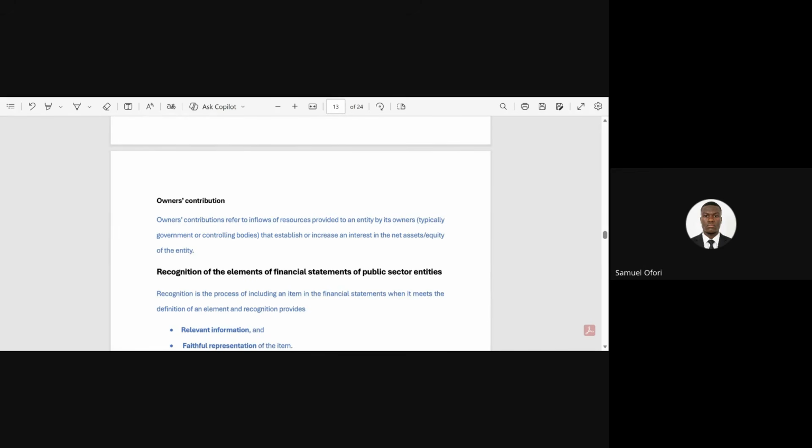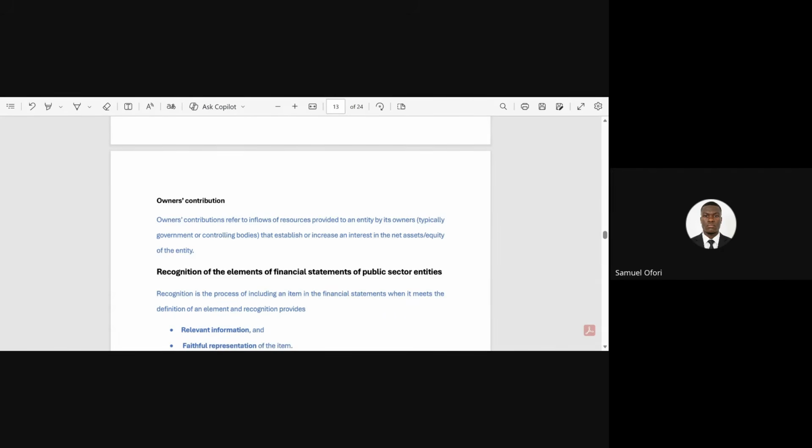So, owner's contribution. Owner's contribution refers to the inflow of resources provided to the entity by its owners. These public entities are owned by what? Government. So in a case where government invests any resources into the company, that's the owner's contribution we are talking about. All right.